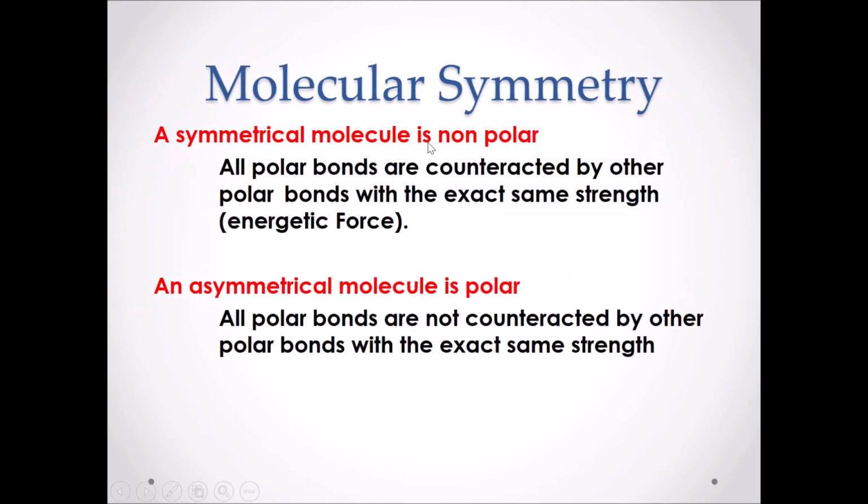A symmetrical molecule is nonpolar. This is when all polar bonds are counteracted by other polar bonds with the exact same strength, meaning they must be counteracted by the exact same bond. An asymmetrical molecule is polar. This is when all polar bonds are not counteracted by other polar bonds with the exact same strength.